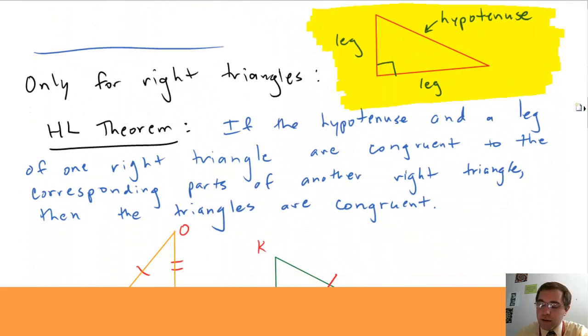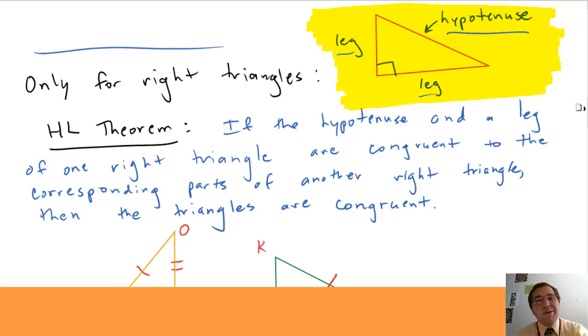The other way of proving that 2 triangles are congruent only works for right triangles. So, some terminology. In a right triangle, the side opposite the right angle is called the hypotenuse, and the other 2 sides, the sides adjacent to the right angle, the 2 sides that make up the right angle, are called the legs. So this is called the HL theorem. What do you think H stands for?